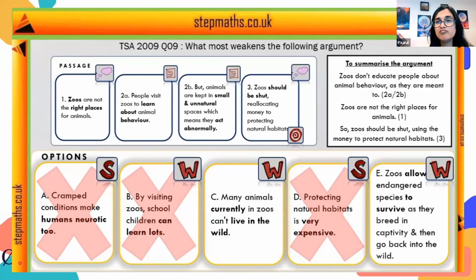And then between C and E, there's one of these I think would only undermine some ways of shutting zoos and not the whole idea of shutting zoos. And that's E. So E says we have to worry about the animals that are currently in zoos.